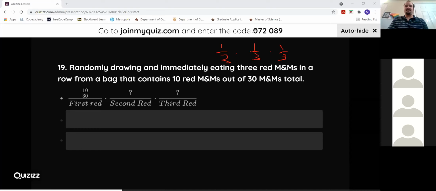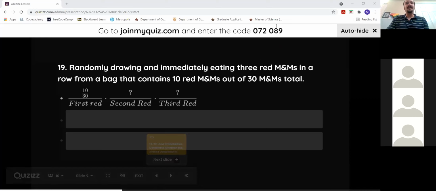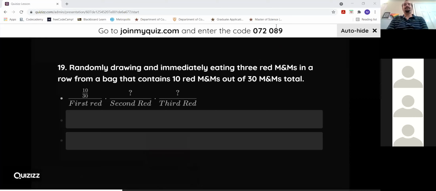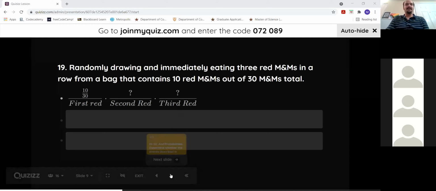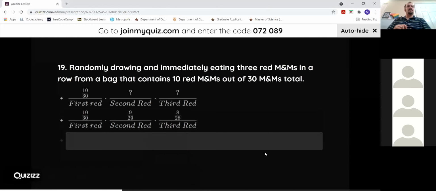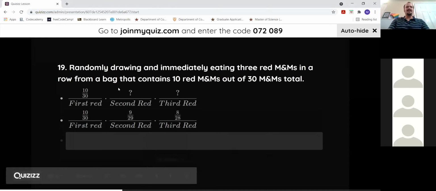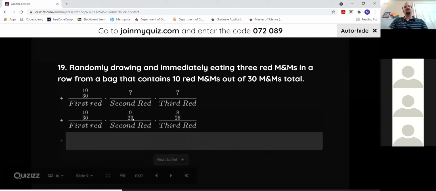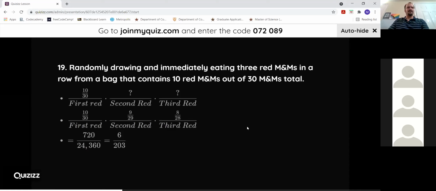So I don't know if anybody did that, but that's wrong on this one. It is right for maybe another case, right? But don't do that to yourself. If they are dependent like this, each one's going to affect the next. So like I said, I have 9 red out of 29 total. I take one red one, I eat it. The next one's going to be 8 out of 28. So each time the number of red is going down, and each time the total number of M&Ms goes down.